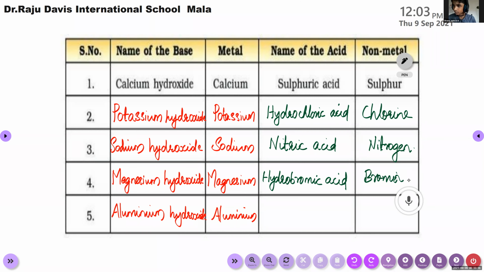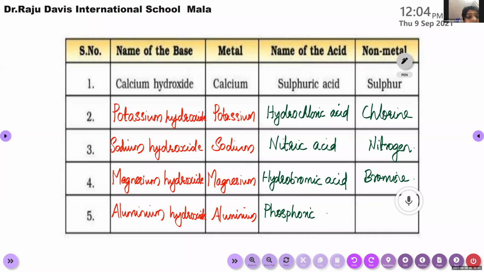It's in the liquid form, okay? Bromine is a non-metal that exists in liquid state. Ma'am, is bromine like mercury? Not like mercury, but it's also in liquid state. We have learned that mercury is the only metal that exists in liquid state, right? And bromine is the only non-metal that is present in liquid state.